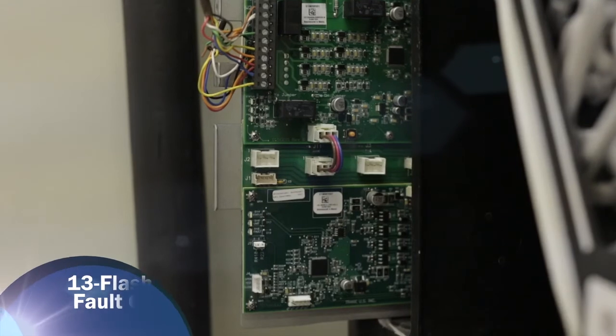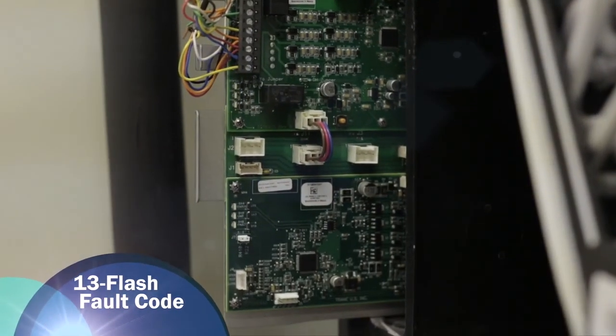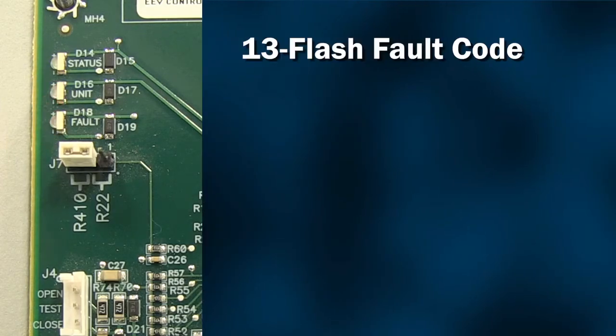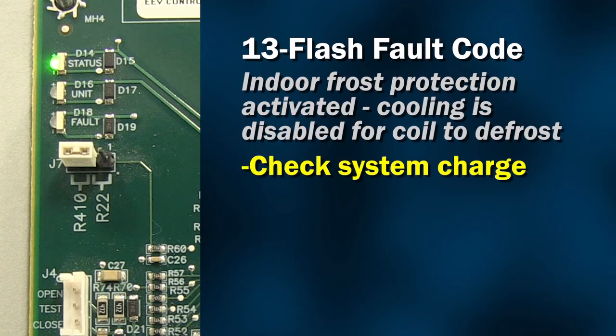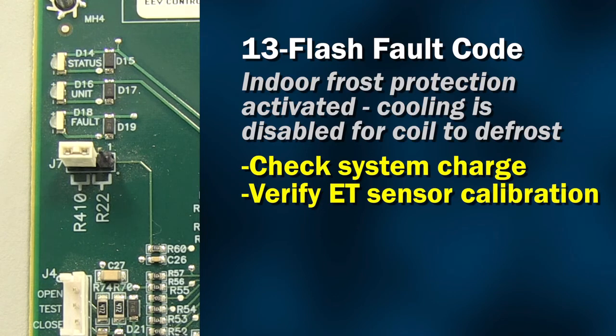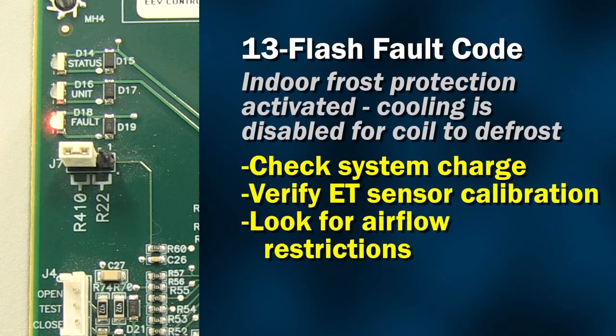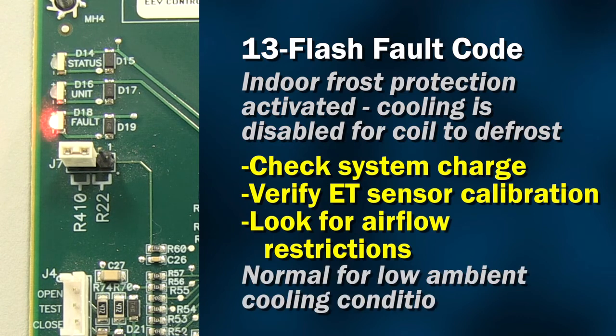13-flash fault code. When indoor frost protection is activated, a 13-flash fault code is generated and cooling is disabled to allow the coil to defrost. Check the system charge, ET sensor placement and calibration, and look for any airflow restrictions. Now note that this fault code is normal for low ambient cooling operating conditions.